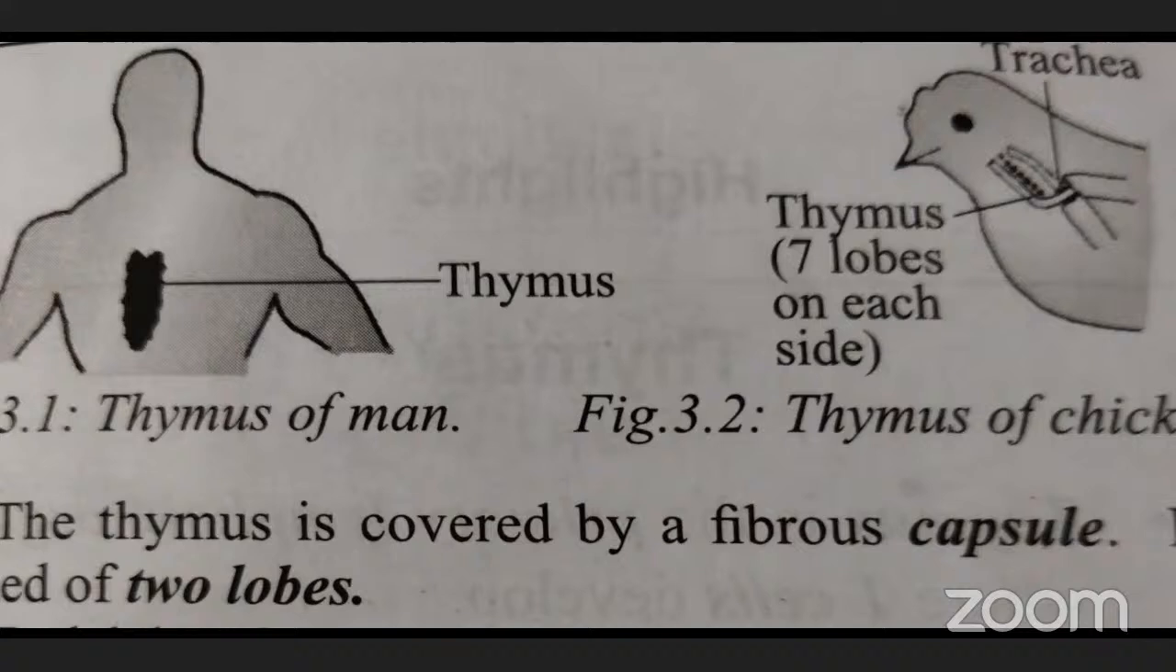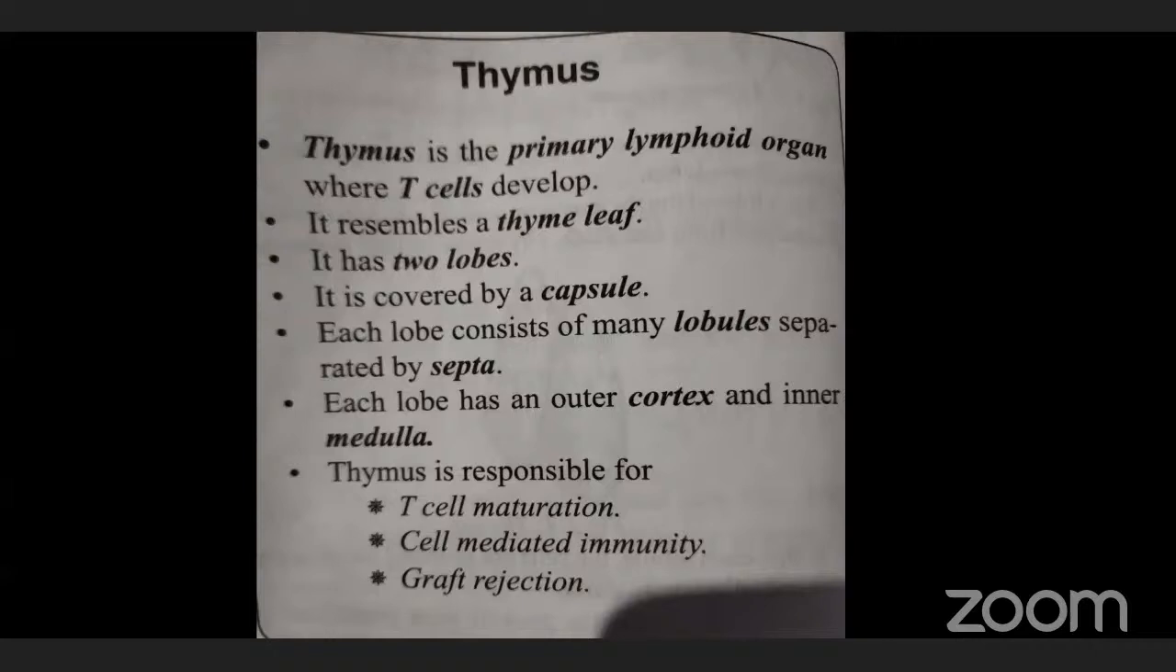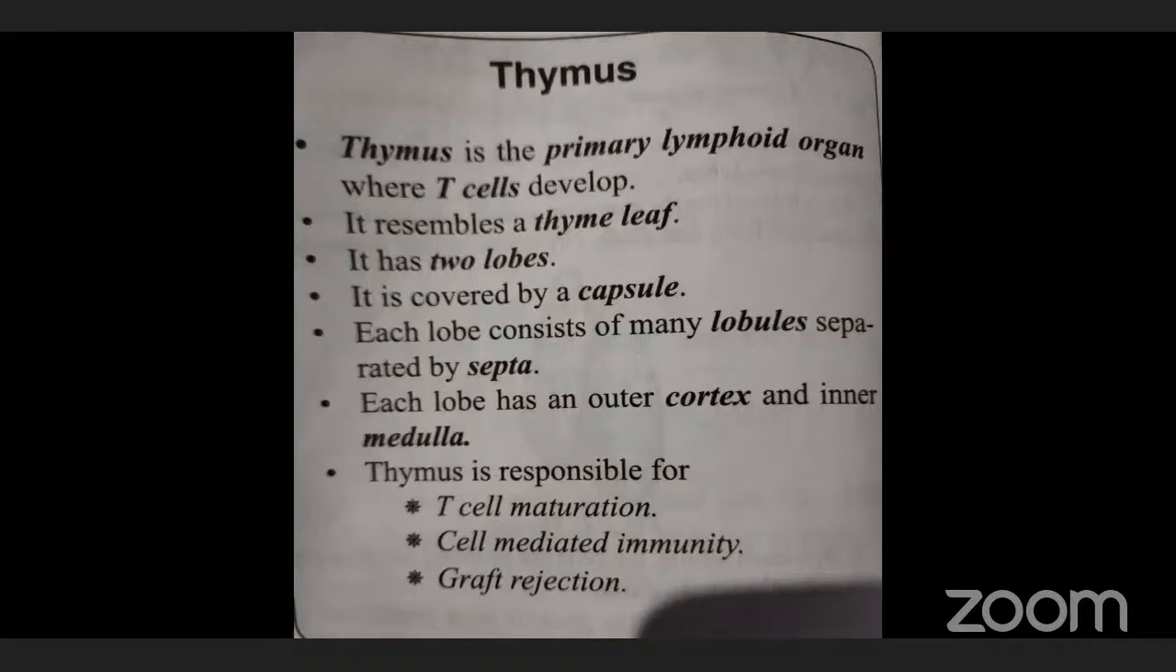In human beings, the thymus consists of two oval lobes. In birds, several lobes are present, while in human beings only two lobes are present. The thymus is covered by a fibrous covering, which is called the capsule.